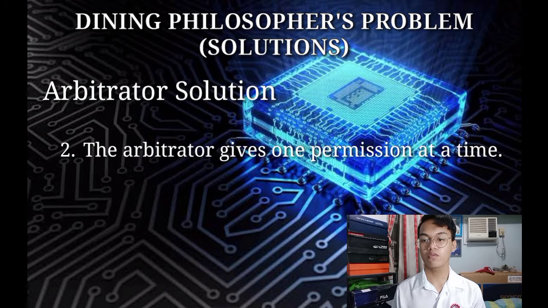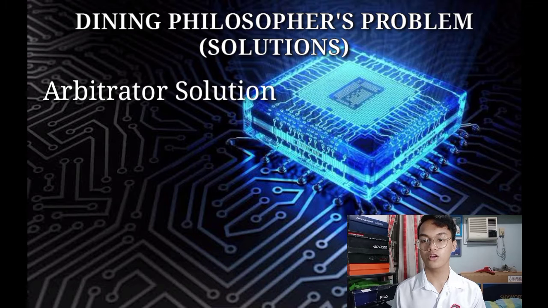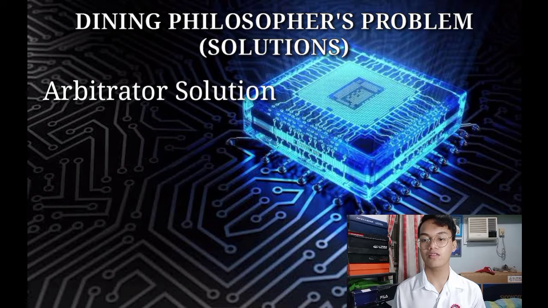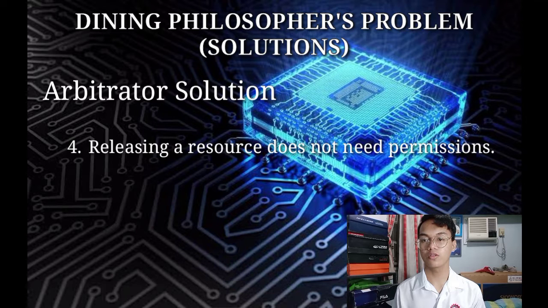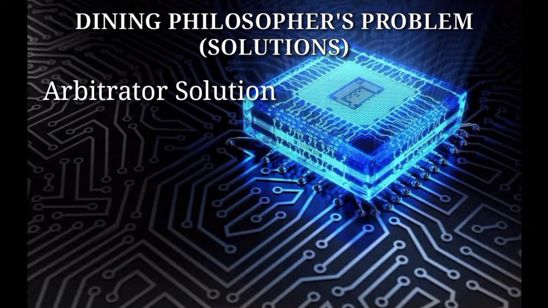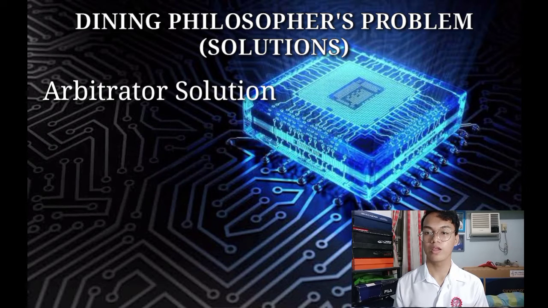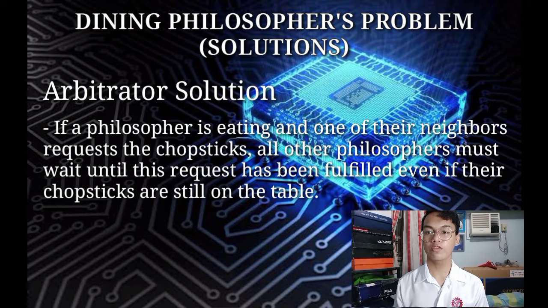Second, the arbitrator gives one permission at a time. Third, only the unit that has the permission can access shared resources. Lastly, releasing a resource does not need permission. There are two major setbacks for this solution. First of all, a new central entity is introduced, which would require additional resources. Also, it results in reduced parallelism. If a philosopher is eating, and one of their neighbors requests the chopsticks, all other philosophers must wait until this request has been fulfilled, even if their chopsticks are still on the table.